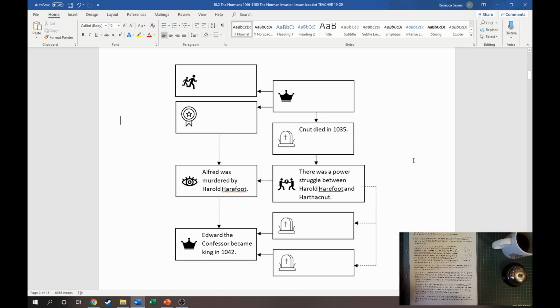This then begs the question that if Alfred wasn't available for the throne and Harold Harefoot and Harthcnut both wanted the throne, then why wasn't that power struggle still going on in 1042? And that very simply is because they both died. Harold Harefoot in 1040 and then Harthcnut in 1042. So Harthcnut isn't available as a claimant, Harold Harefoot isn't available as a claimant, Alfred couldn't claim the throne because he'd been murdered. So we have 3 boxes now to work back to.